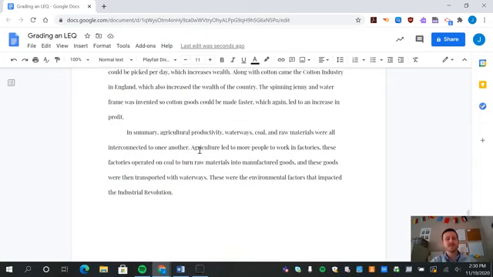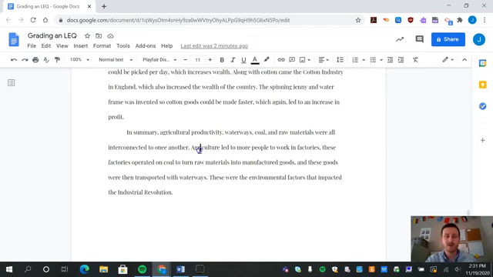All right. And then lastly, in summary, agricultural productivity, waterways, coal, and raw materials were all interconnected to one another. Agriculture led to more people to work in factories. These factories operated on coal to turn raw materials into manufactured goods. And these goods were then transported with waterways. These were the environmental factors that impacted the Industrial Revolution.